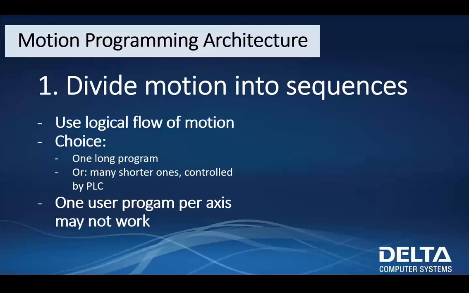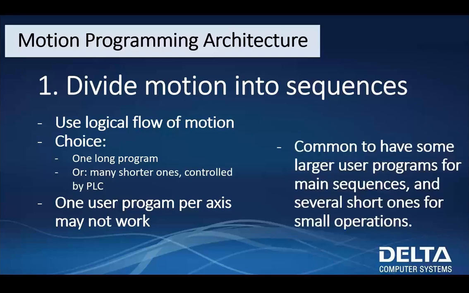One thing that may be a fallacy sometimes is trying to have one user program per axis. Sometimes that works, sometimes that doesn't. Generally, you want to look at what the machine does, what axes need to work together, need to work consecutively, and so on, and we stick those into one user program. It's very common to have some larger user programs for the main sequences and then several short ones for small operations, maybe jogging or maybe halting or maybe adjusting calibration values or something. That's a very typical thing that we see.